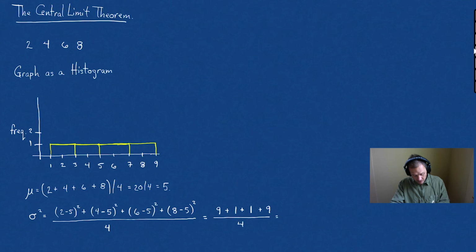And it looks like we get 20 again. 20 over 4. So our variance is 5. So what does that mean? That means that our standard deviation, well, that's the square root of the variance. Well, that's the square root of 5.